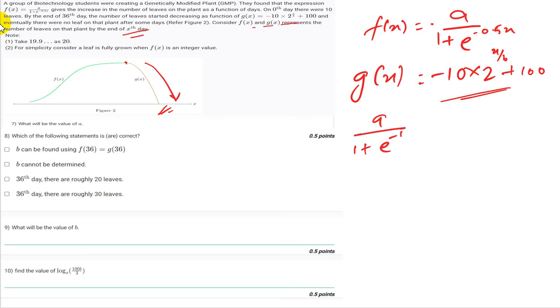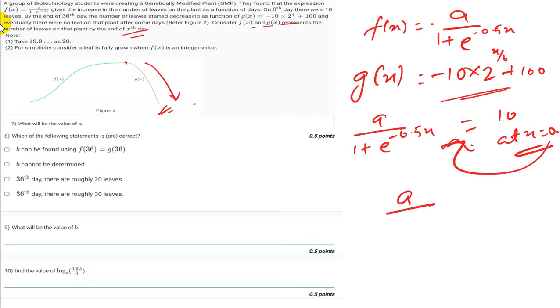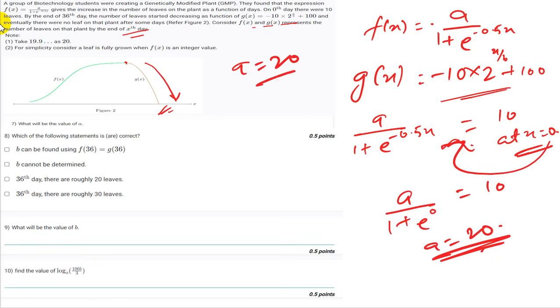On the 0th day there were 10 leaves, so 10 at x = 0. We'll put x = 0 here to get this: a upon 1 plus e to the power 0 is equal to 10. So a is actually 20. We got a = 20, which will help us in further calculations.